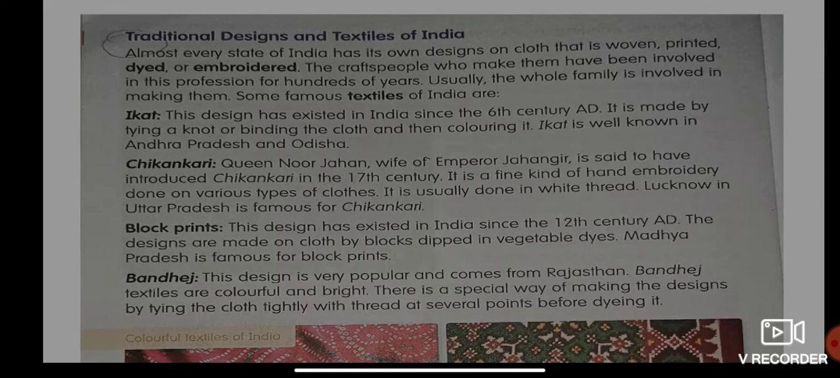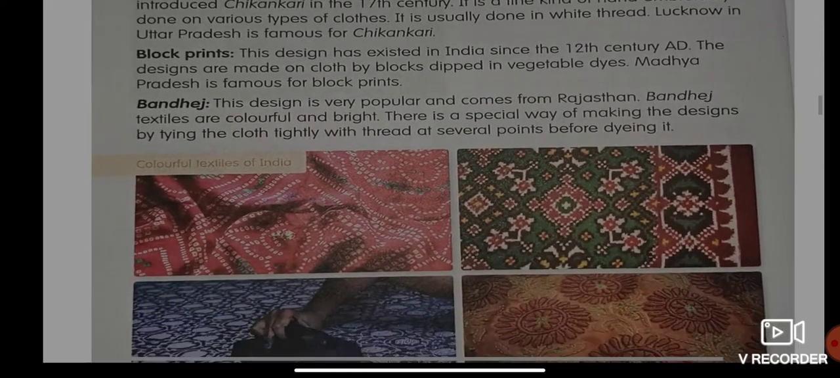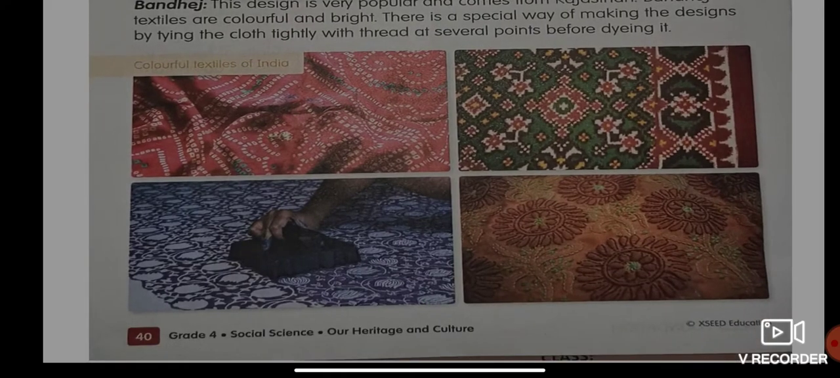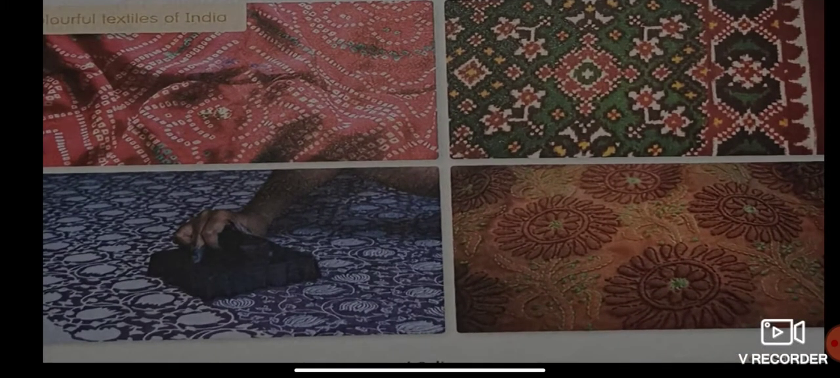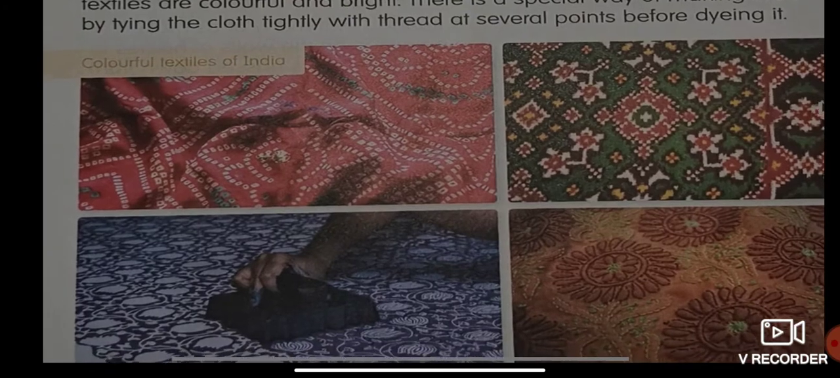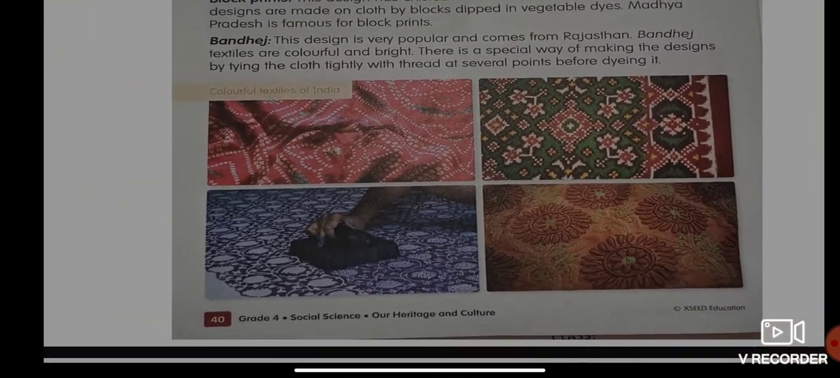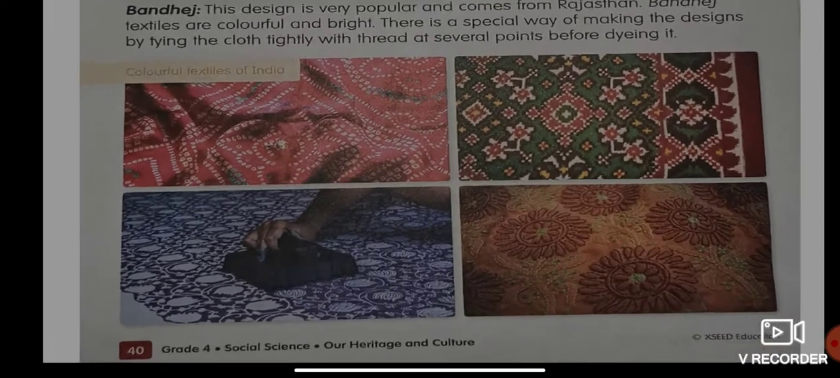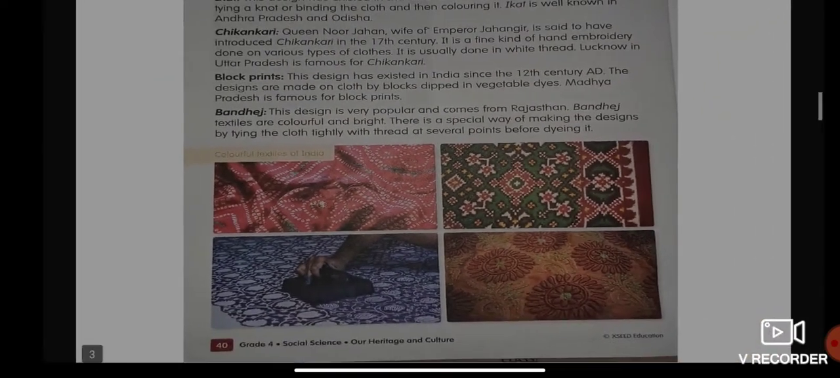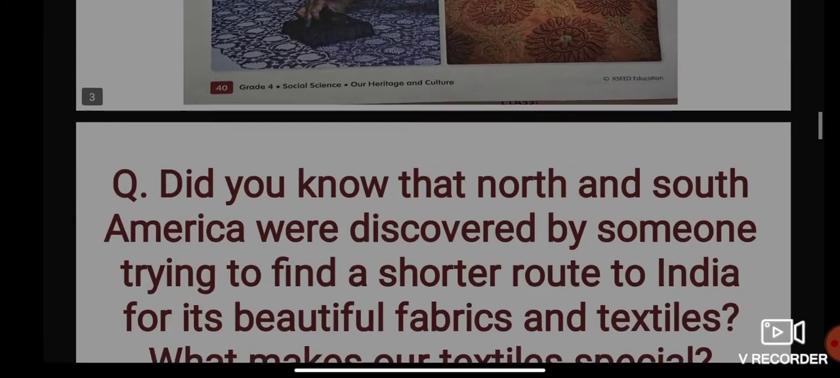Bandage textile are colorful and bright. There is a special way of making the design, that is by tying the cloth tightly with thread at several points before dyeing it. So this is a colorful textile of India, okay, from this given picture, right? I hope now you can observe the picture, okay. You can observe the picture even from your textbook in page number 40.